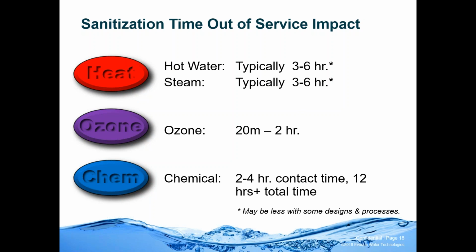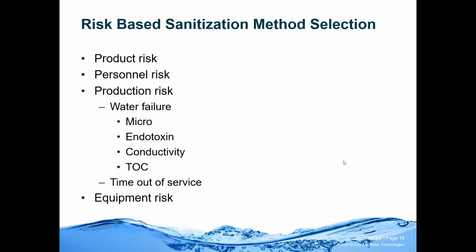If it's a one shift plant, you may see ozone on for 12, 14, 16 hours. That can't hurt, but that's only because it can be there. The water's not needed for production. It doesn't take that long. And chemical is typically the longest: preparation, introduction, proof, especially in distribution at every use point, rinsing. It could be 12 hours. It could be a 24-hour cycle, depending on the size of the system.